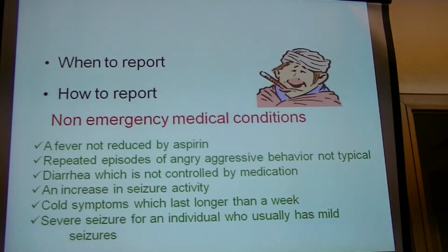Okay, these are some non-emergency conditions then. A fever that's not reduced by aspirin or Tylenol or whatever your standing orders are. If it still has fever, and usually your standing orders say you can use it for so long, and then you go to the doctor. Repeated episodes of angry, aggressive behavior that's not typical for that resident. They need to go to the doctor. What's going on that they're so angry and aggressive? Is something interacting with their medicine and not working?